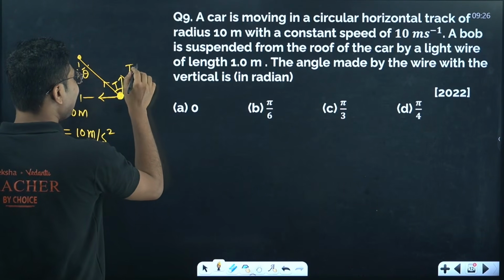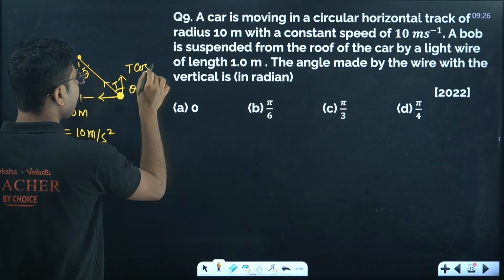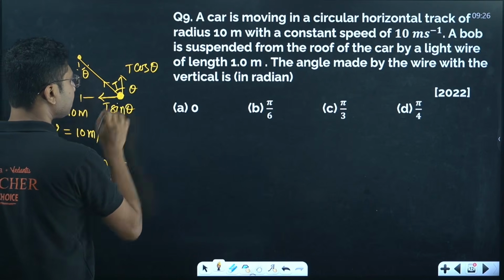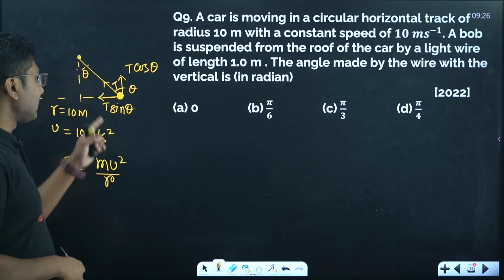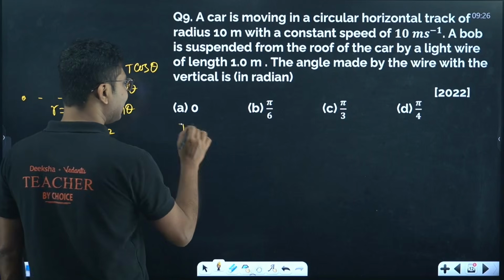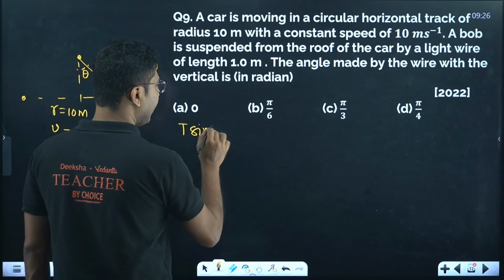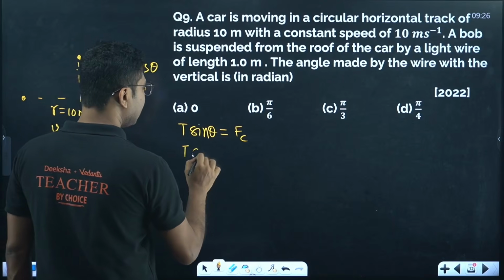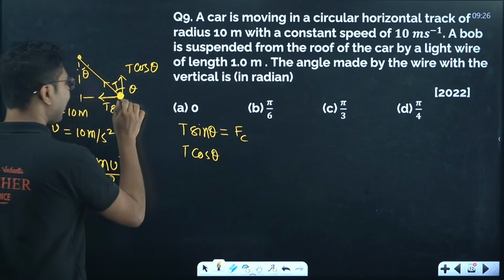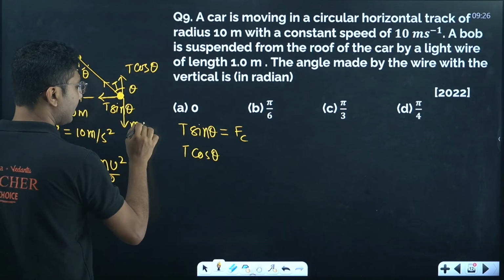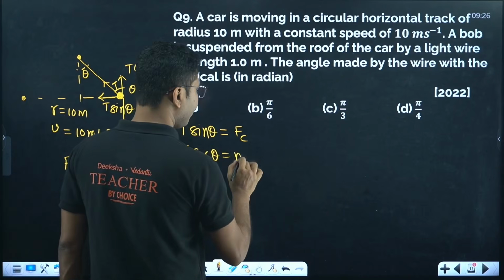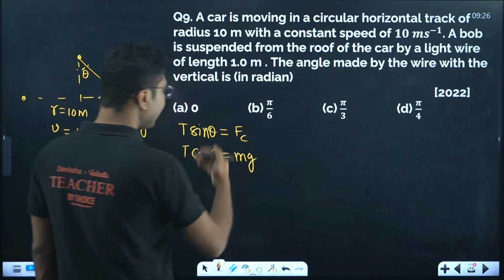Here we have the T cos theta component, and here we have the T sin theta component. So what is T sin theta? T sin theta is providing the required centripetal force, and T cos theta is balancing the weight of the object. So if you divide these two, what will you get?